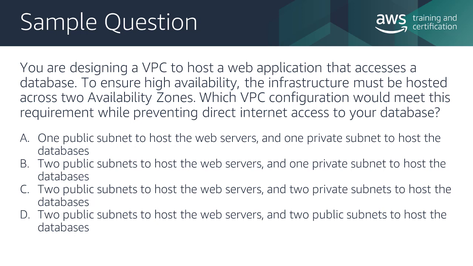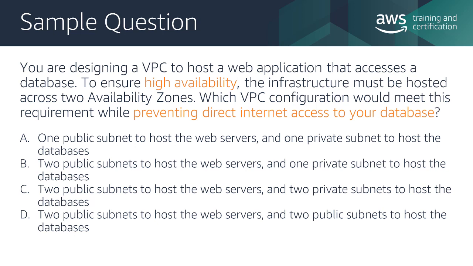Give it a look. What are the key parts? What's the stem? It's a web application. You need to ensure high availability. So it's across two availability zones. What VPC configuration meets the requirement while preventing direct access to the database?